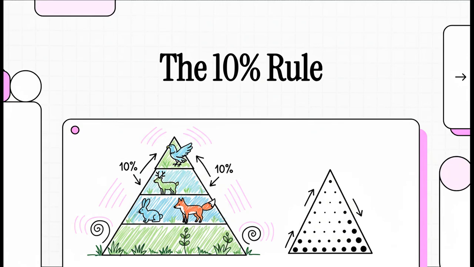Sometimes it feels like the natural world is running on some kind of secret code, right? Well, it is. And today, we're going to crack one of its biggest secrets. Think of it like a universal energy tax that shapes, well, pretty much everything. Who eats whom, and why the whole planet is structured the way it is.